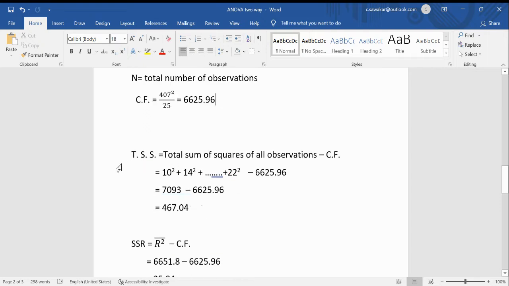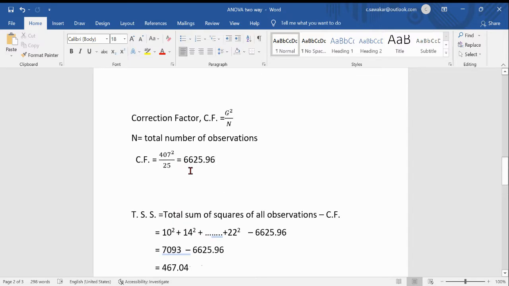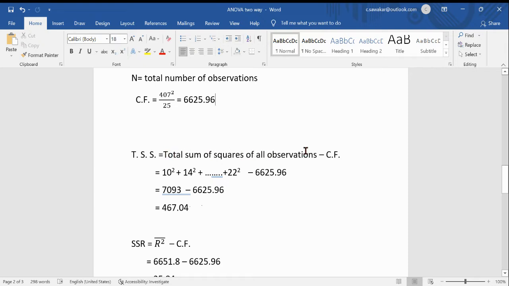Now after that, these are just formulas and you need to substitute. So now I have this formula, total sum of squares of all observations, TSS, the short form for total sum of squares. It is given by the total sum of squares of all observations minus this correction factor. Students may tend to forget subtracting this correction factor, but in every case, whatever you are calculating further, you need to subtract this correction factor. So don't forget this minus CF value.